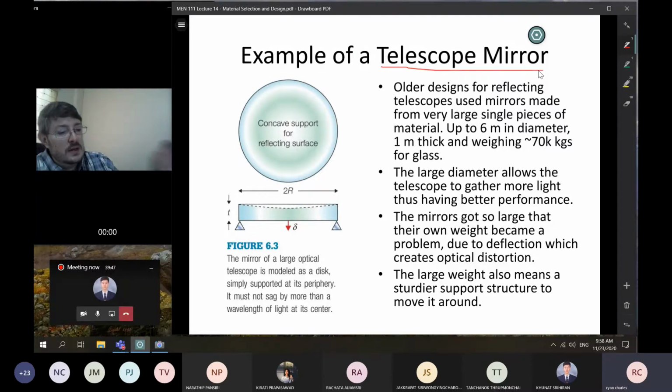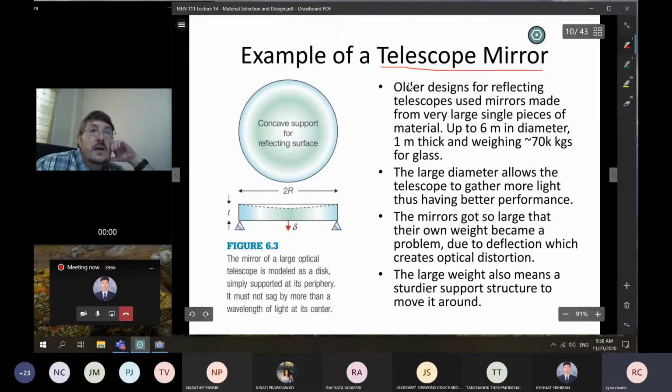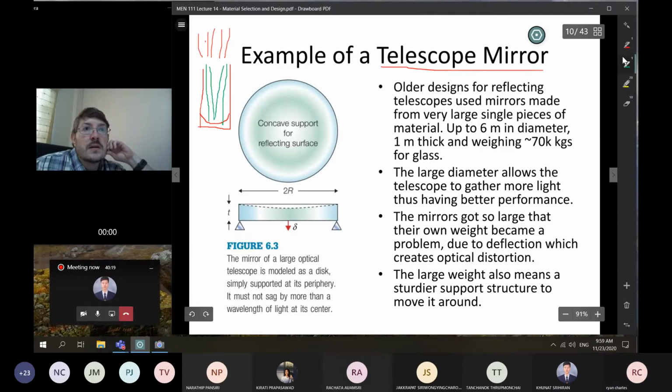All right, so there are different ways to make a telescope, right? There are different designs of telescope, just like there are different designs of bridges. Older designs for reflecting telescopes: the light comes in and hits a mirror on the back, and all of that light is reflected to a mirror here, which you can then see. So, a Newtonian telescope.